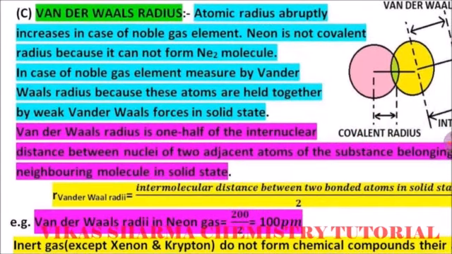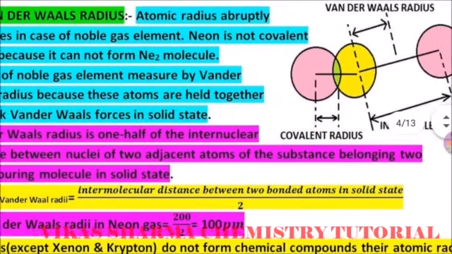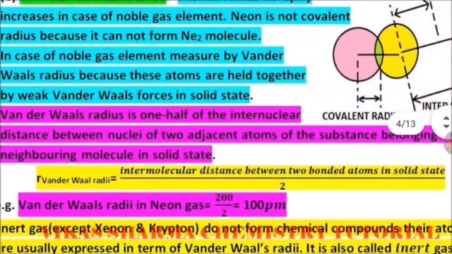Student, another part is known as van der Waals radii. What is that? Atomic radius abruptly increases in the case of noble gas elements. Neon has no covalent radius because it cannot form a neon molecule. So for noble gas elements, we measure by van der Waals radii, because these atoms are held together by weak van der Waals forces in the solid state. Van der Waals radii is one half of the internuclear distance between the nuclei of two adjacent atoms belonging to neighboring molecules in a solid state.